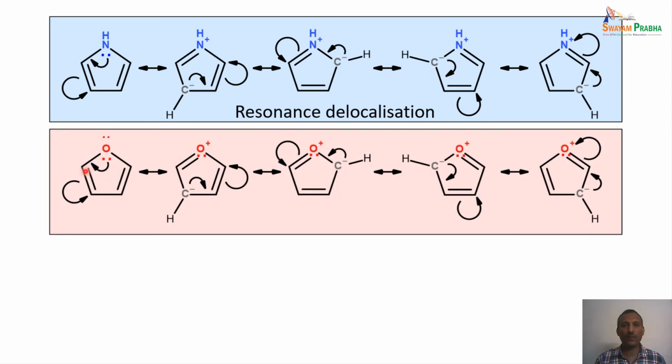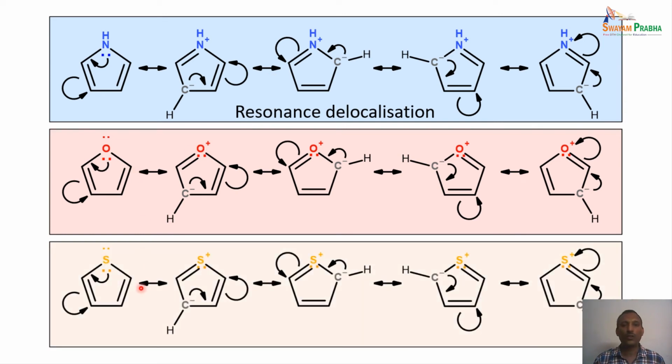The same can be extended for furan also. But the difference between nitrogen, that is pyrrole, and furan is that nitrogen is not as highly electronegative as oxygen. So this resonance delocalization occurs very readily in the case of pyrrole, whereas it is a little bit difficult in the case of furan or thiophene. So when we study the reactivity of all the 3 heterocycles, we do see some difference between the reactivity of pyrrole, furan and thiophene. This can be explained based on the stability of the intermediate as well as the resonance delocalization.